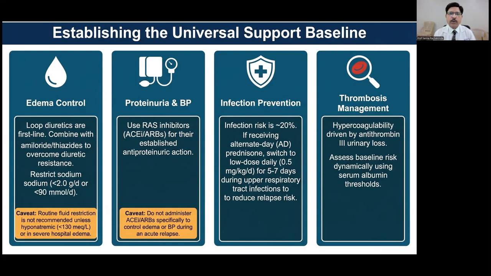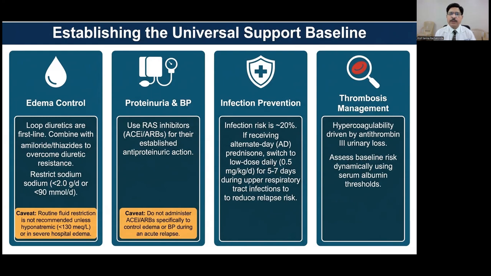Okay, second one, proteinuria. Use RAS inhibitors because proteinuria is best tackled by ACE inhibitors or ARBs for their established anti-proteinuric action. Caveat, do not administer ACE inhibitors or ARBs specifically to control edema or BP during the acute relapse. Let the edema come down, then you use the ACE inhibitors.